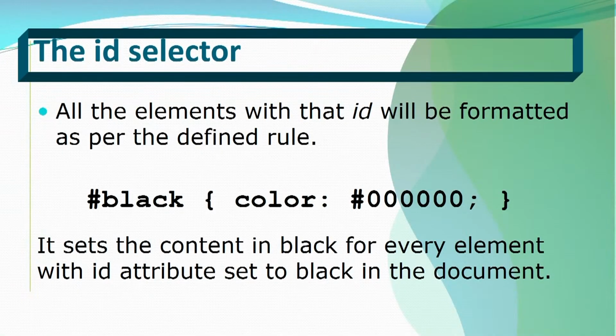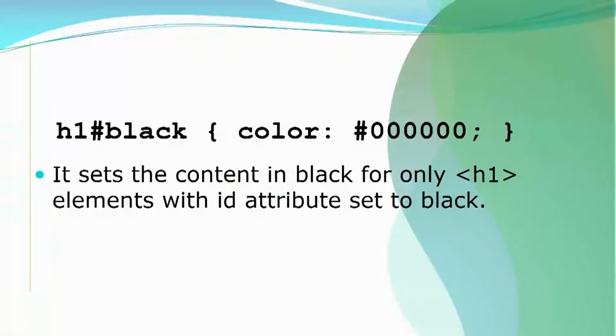So in this example, hash black color sets the content in black for every element with ID attribute set to black in the document. And when we refer h1 hash black, it sets the content in black for only h1 elements with ID attribute set to black. So this way we can use ID selectors.